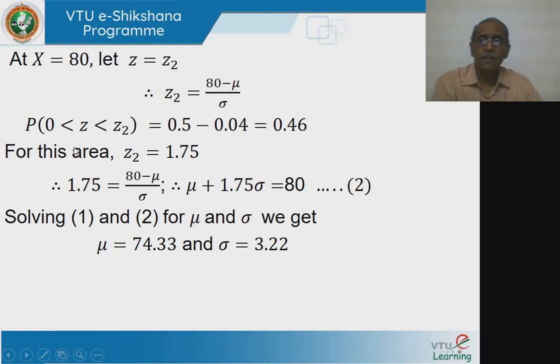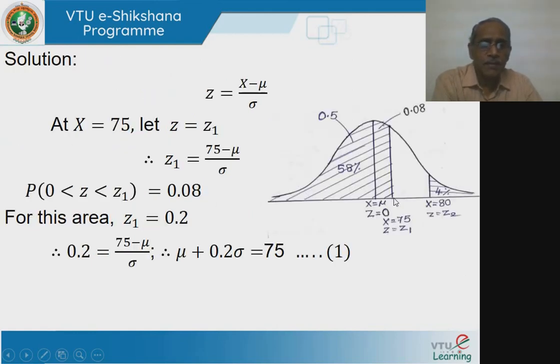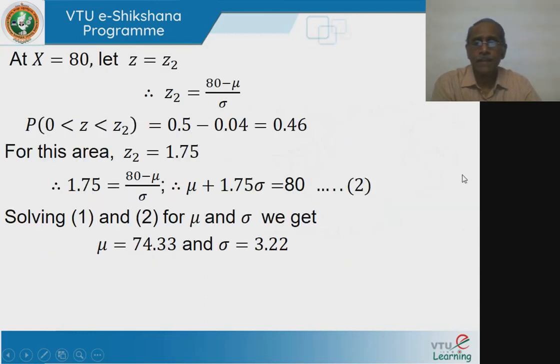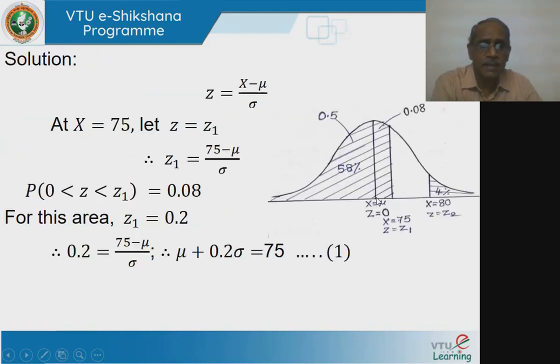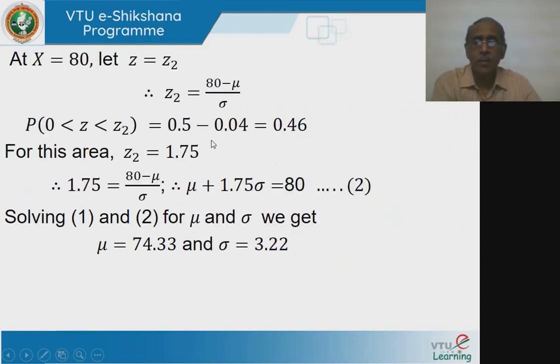Now, the probability from here to here, this area, the probability of 0 less than z less than z2, is equal to the entire area, 0.5, minus this 4%, 0.04. So 0.5 minus 0.04 will give you 0.46.